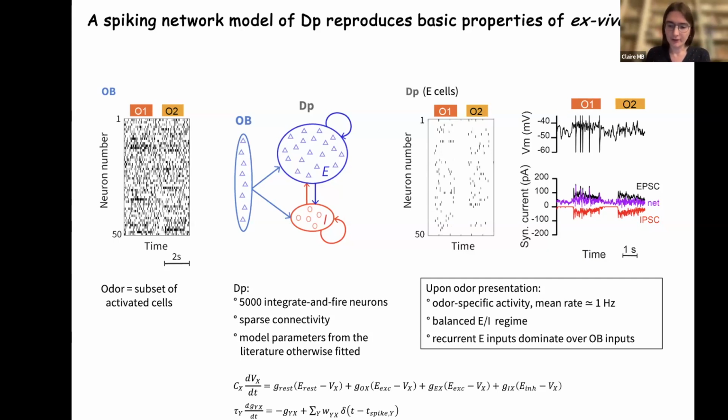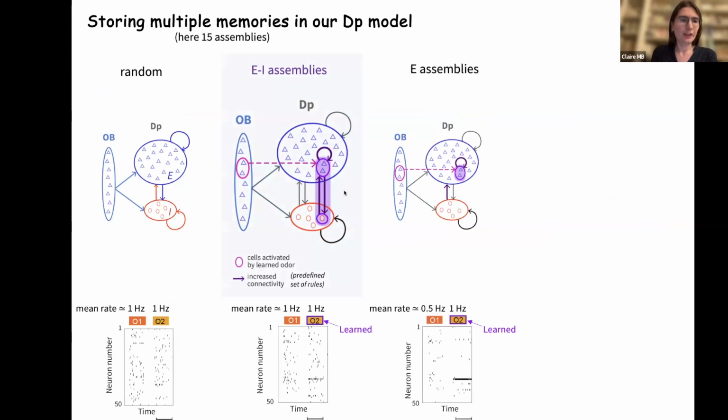So now, as said, we are interested in memories, so we need to store these memories in our network. We start with a random network, and then we create assemblies. To do this, we rewire the connections following a predefined set of rules. Let's say, for example, that we want to learn this magenta odor, which is represented by a subset of activated olfactory bulb cells. We identify the subset of excitatory neurons in DP that are highly connected to these activated olfactory bulb cells, and then we increase their connectivity.